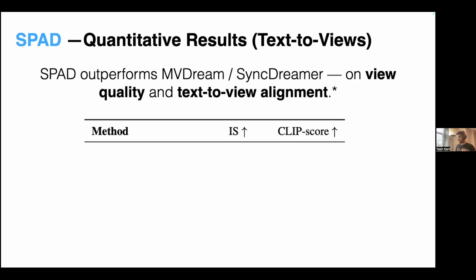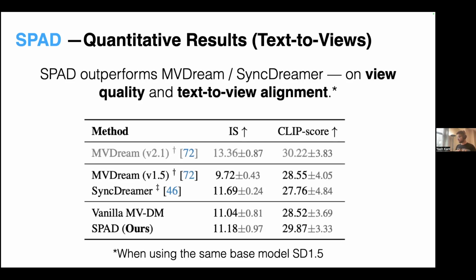So we see that SPAD is able to outperform MVDream, and SyncDreamer is another baseline in our setup. And it is able to do this on the view quality and text-to-view alignment both. So we have two metrics here, inception score, which tells us about the quality of the generated view, and the CLIP score, which tells us about text-to-view alignment, of how much aligned the views are with the input text.